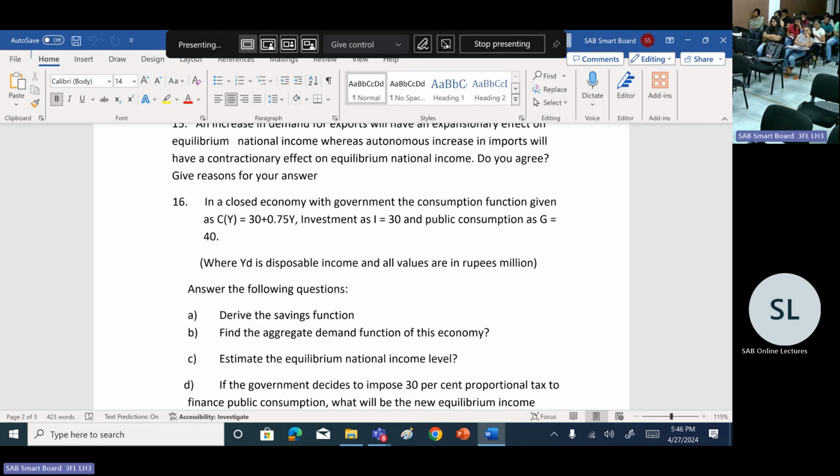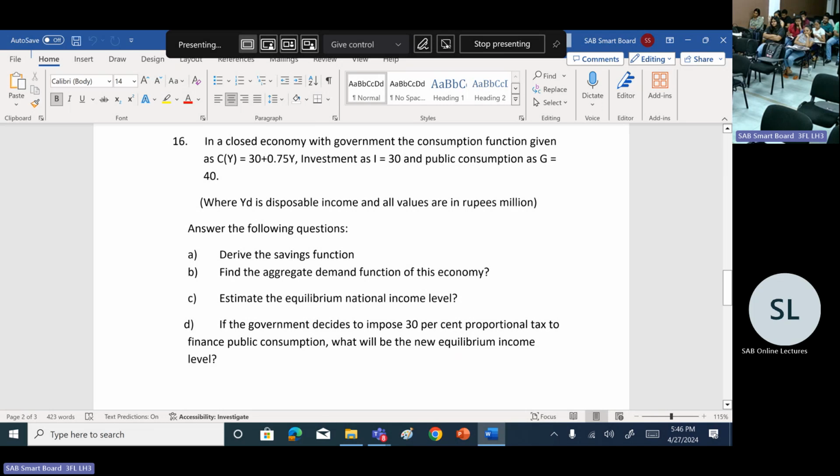And suppose there is a 30% tax. That means YD, 30% is 0.3, so this is a proportional tax, T equals ty. That means the tax is 0.3y, and that needs to be substituted here. So y equals 30 plus 0.75 times (y minus 0.3y) plus 30 plus 40. And you get the answer likewise.